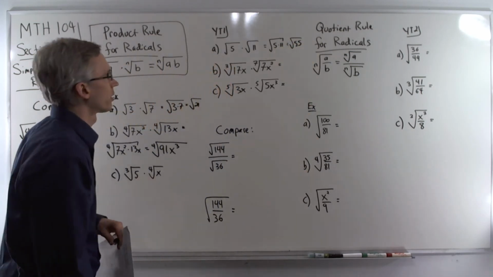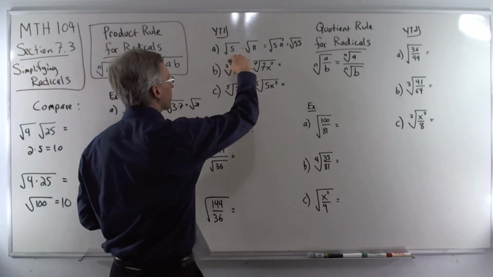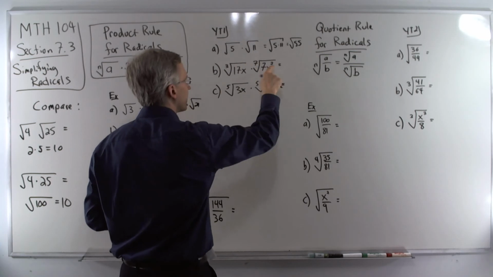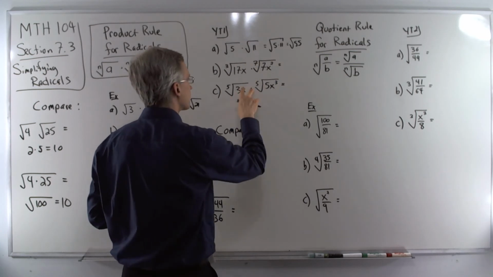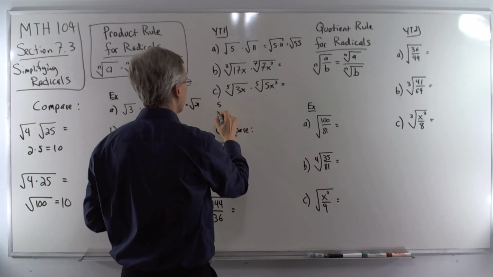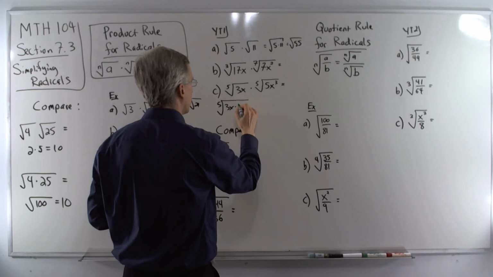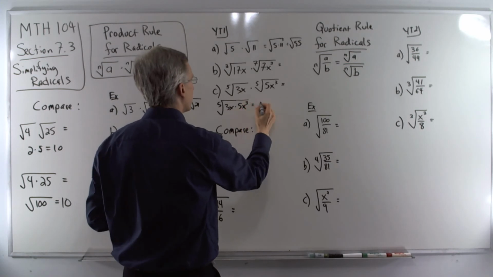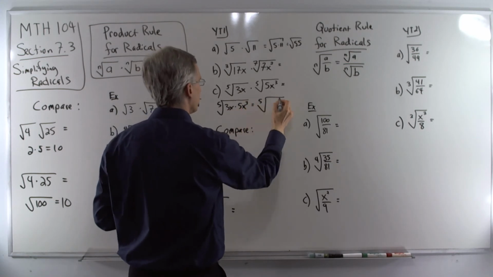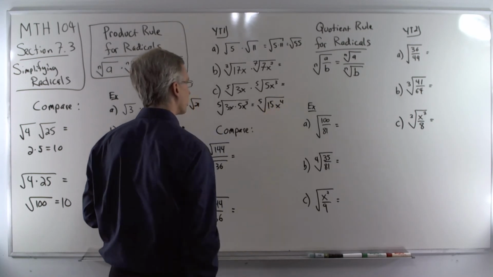Multiplying that out, we get the square root of 55. Now the second one, we've got 3 and 7 for our indices, so we cannot simplify that one. But this one, we have the same index, so we can. So this ends up being the fifth root of 3x times 5x to the third, which is the fifth root of 15x to the fourth.